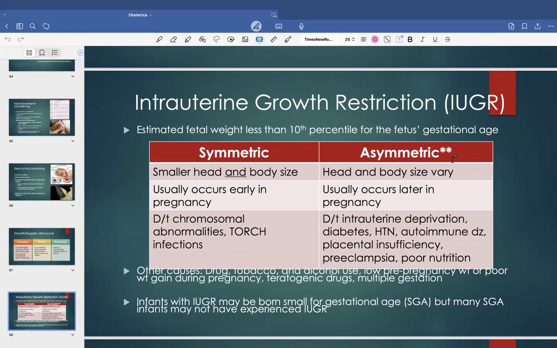For symmetric, it could be due to chromosomal abnormalities or TORCH infections, which you should be very familiar with. In asymmetric intrauterine growth restriction, it could be due to intrauterine deprivation, diabetes, hypertension, autoimmune disease, placental insufficiency, preeclampsia, poor nutrition. At the bottom, you'll see other causes: drug, tobacco, alcohol use, low pre-pregnancy weight or poor weight gain during pregnancy, teratogenic drugs, and multiple gestation.